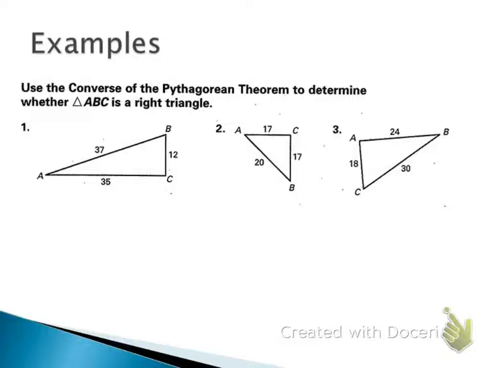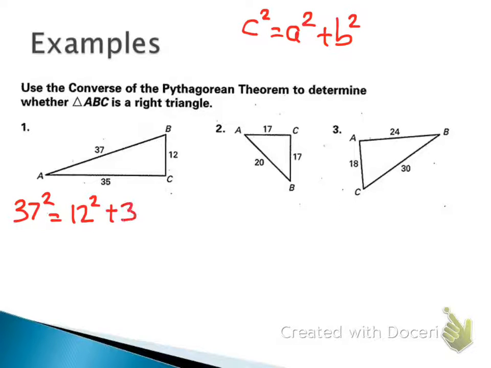Alright, so I'm always going to start as if it's a right triangle, and then I'll just determine which one it is if it's not, okay? So for the first one, I'm going to start with the 37 squared equals 12 squared plus 35 squared. Now, I told you all you would need calculators. Hopefully you still have them.